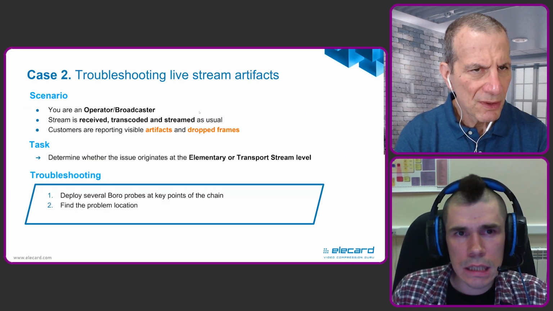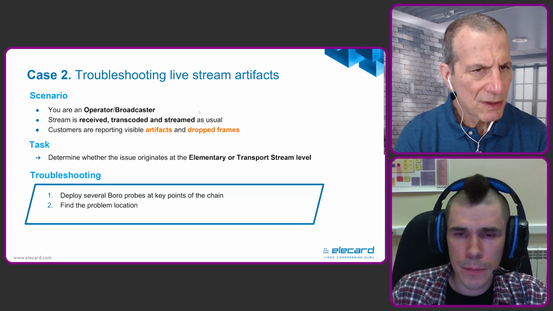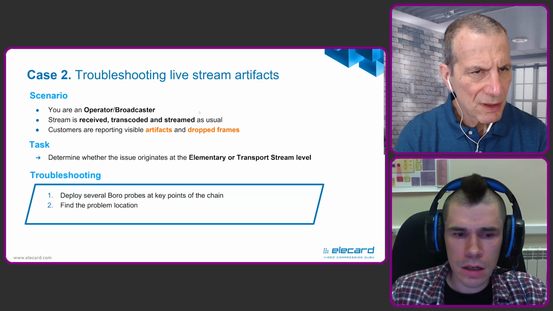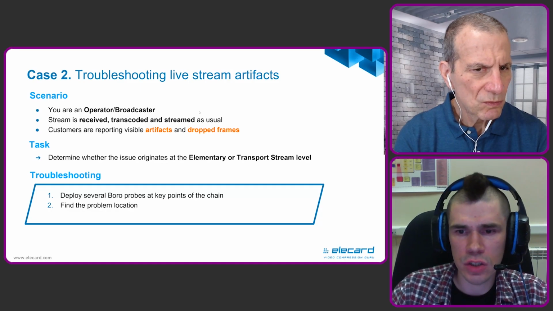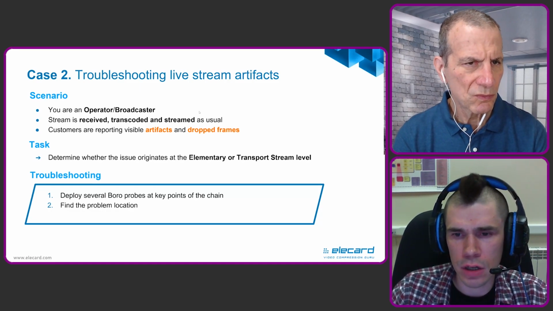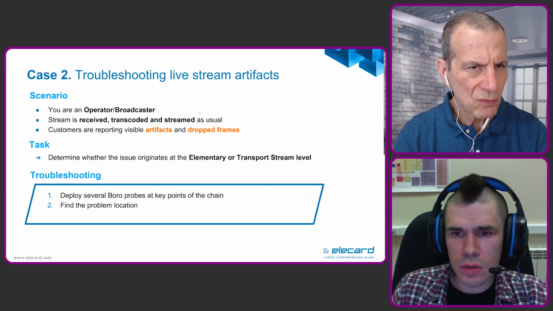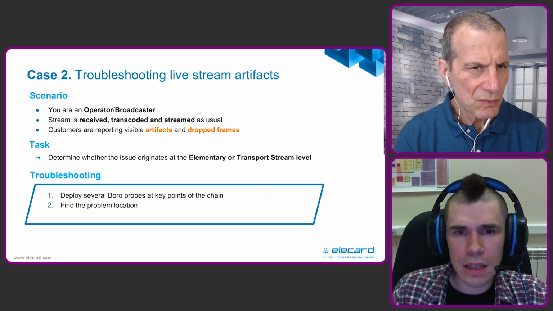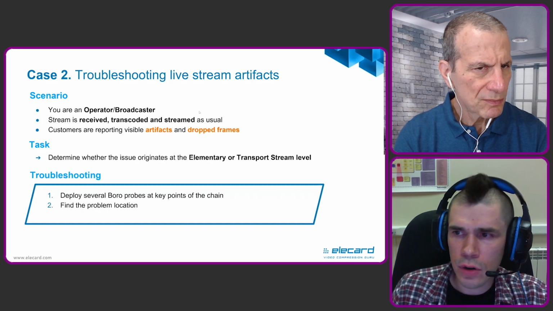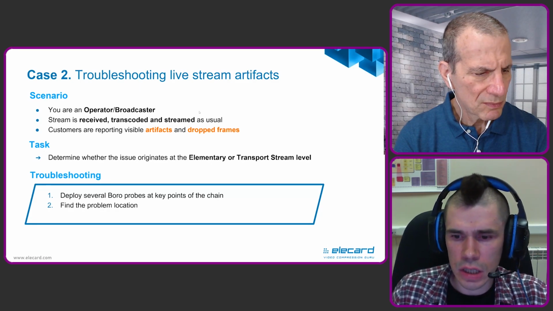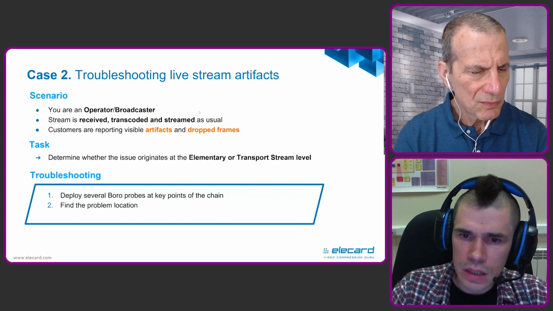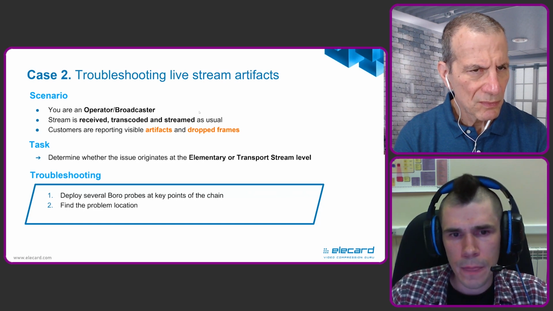The next case is troubleshooting a live stream. Suppose we are receiving a live stream, we are transcoding it, and we are streaming it further, and our customers start complaining regarding visual video artifacts or dropped frames. And what could we do with such a task? For that reason, we have Boro.